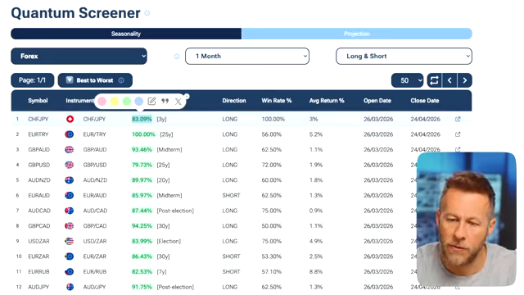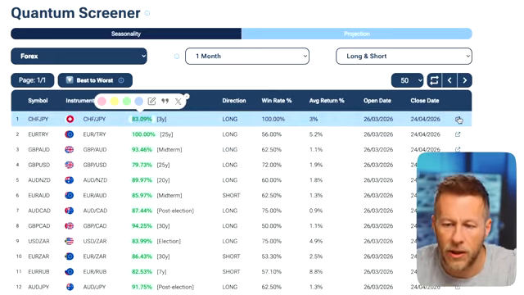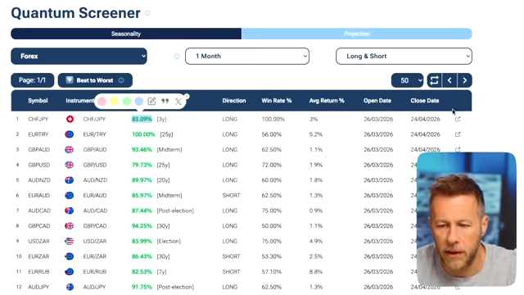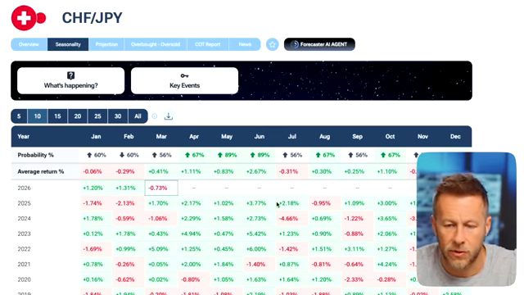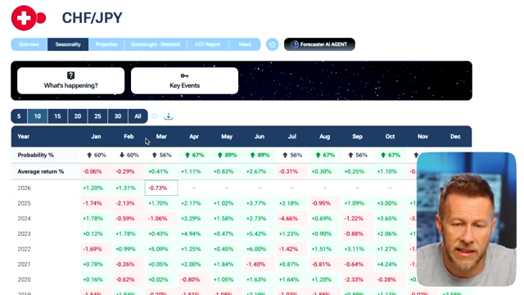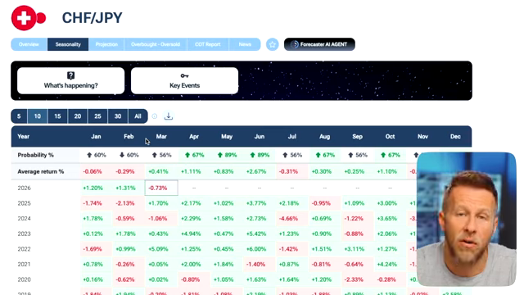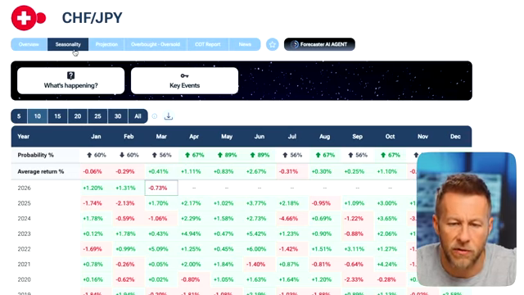Okay, now what we can do is we can go click this button here now, and I mean you can pick a few of these, but I'm just going to go to the Swiss yen. We're going to jump out. And we're going to be taken to this page, which is a breakdown of the Swiss yen. And we've got things like overview, seasonality, projection, and all the rest of it. We're just going to focus on seasonality.